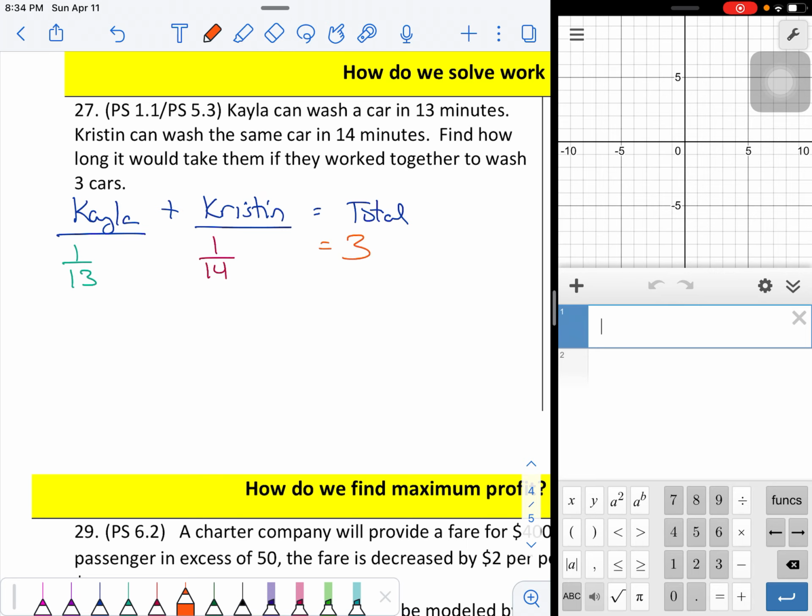So my total here is going to be 3 cars. And for time for Kayla and time for Kristen, that's the thing I don't know. I don't know how long it's going to take them. So I'm going to give them x for both. And there's my plus sign.